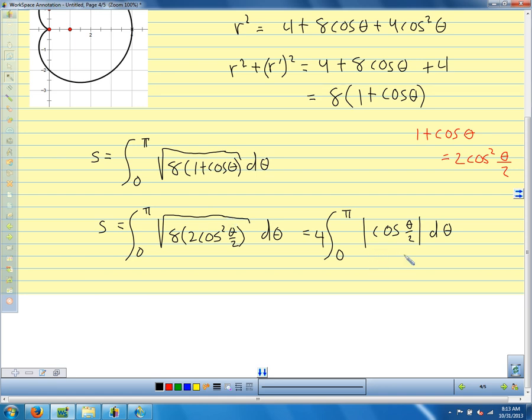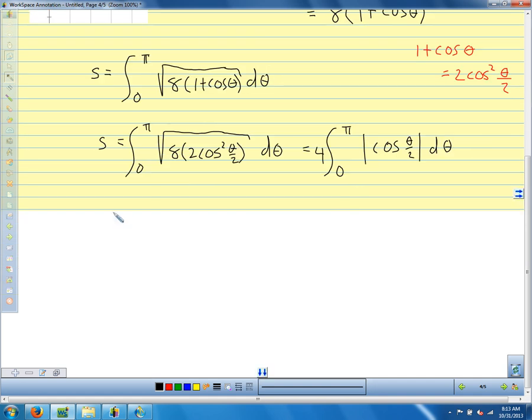So we have cosine theta over 2 on 0 to pi. Is cosine theta over 2 ever negative on the interval 0 to pi? No, it's positive on 0 to pi, so I can drop the absolute value. And I can just say that our arc length of the top half is 4 times 2 sine theta over 2, and we're evaluating that on 0 to pi. This comes out to be 8.